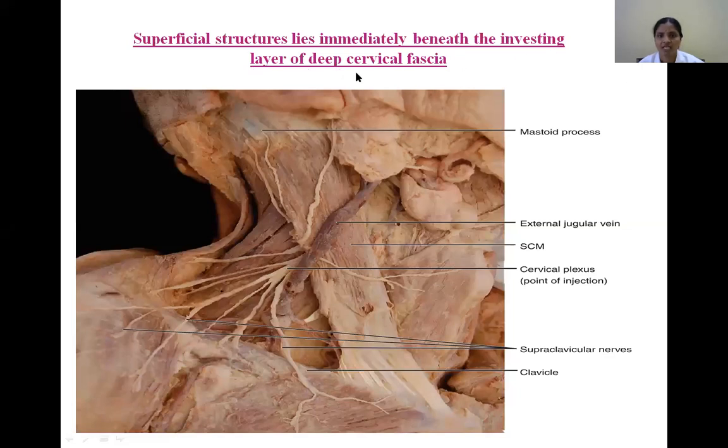So beneath the investing layer of deep cervical fascia, we identify structures. All these structures, on their course to supply the corresponding structure, should first pierce the investing layer, then pierce the platysma. That's why we can appreciate all these structures in the superficial fascia of the neck.